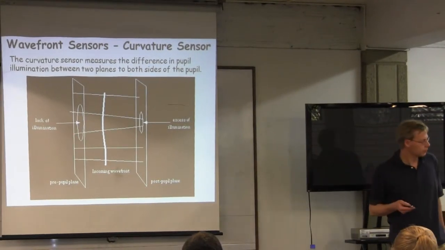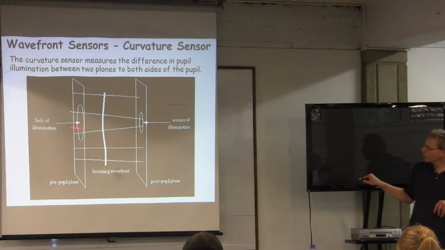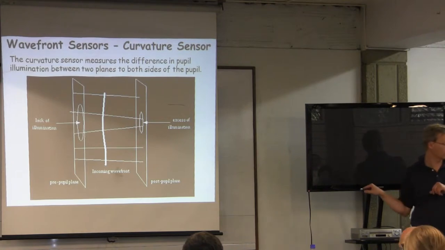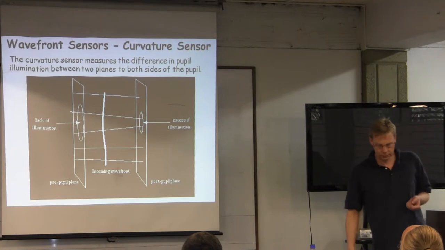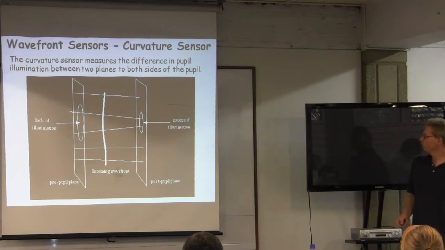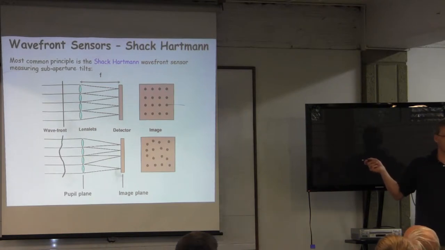Actually, these two planes are not in the same place. They're along the optical axis. So the optical axis goes from here to here. You just need a small tilt, disentangled beams, essentially. This is more intuitive, or easier to grasp at first.